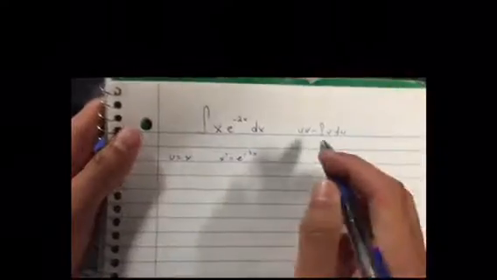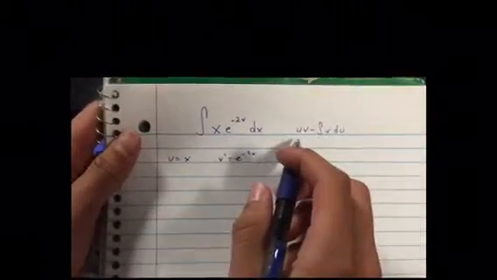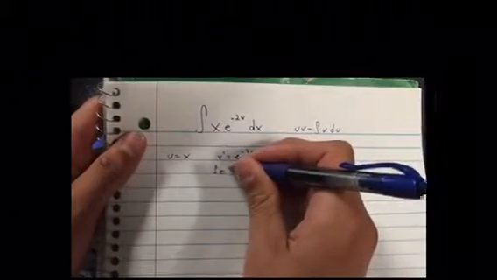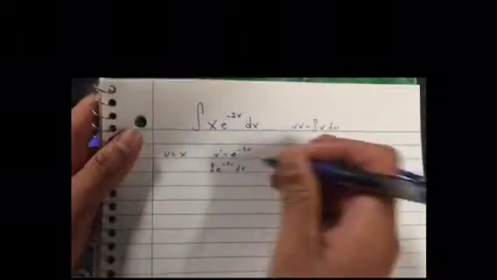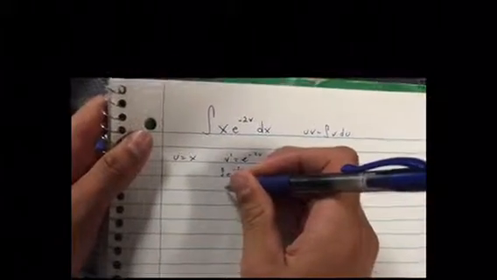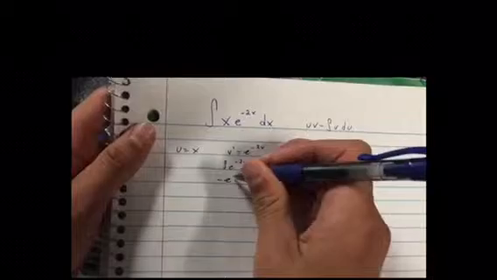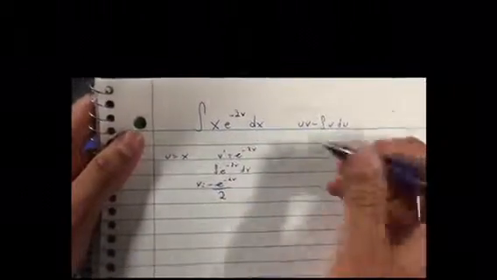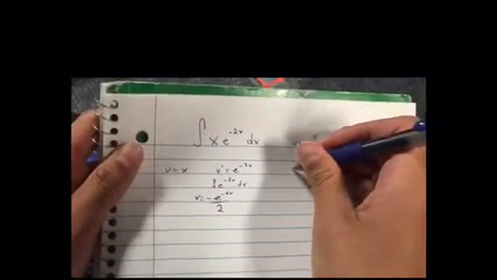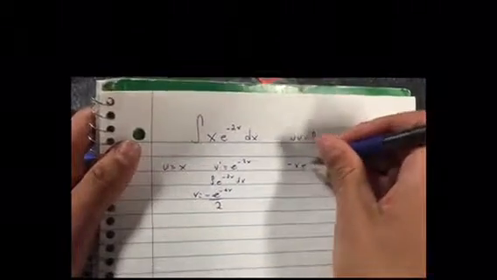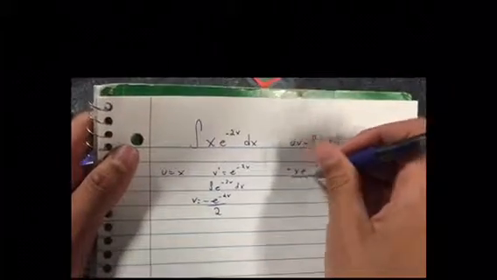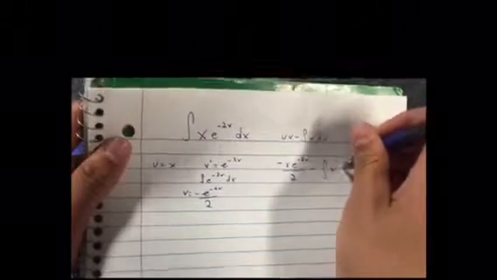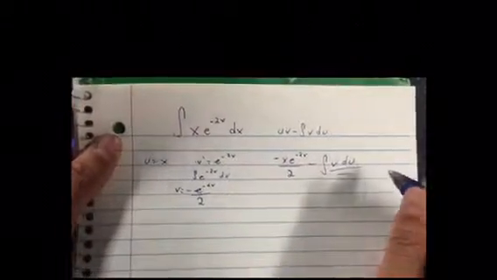We have the integral of u dv equals uv minus the integral of v du, and we've got to find the rest of them. So u is x, and we have to find v. So the integral of e to the negative 2x dx is negative e to the negative 2x over 2. So we have that, so we could plug those two in. So that would be negative x e to the negative 2x over 2 minus the integral of v du. So we still have to find these two.